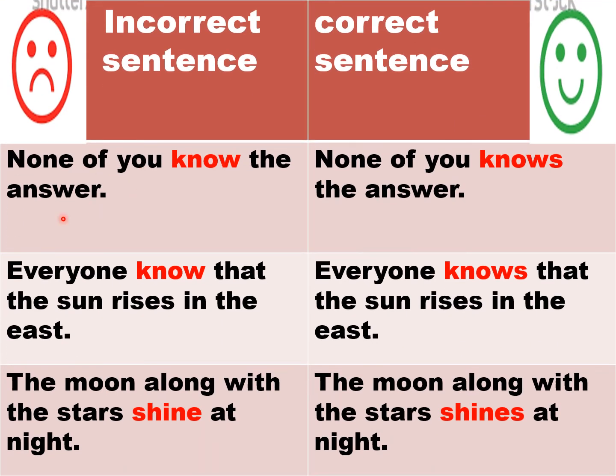None of you know the answer. None of uses singular verb, so knows is correct. None of you knows the answer. Everyone know that the sun rises in the east. Here also we must use a singular verb, knows. Everyone knows that the sun rises in the east. The moon along with the stars shine at night. When using along with, the verb should agree with the first subject. Here the first subject is the moon, it is singular, so shines is correct. The moon along with the stars shines at night.